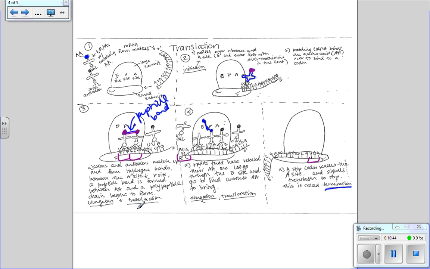This is called elongation and translocation. The elongation part is the fact that the amino acid chain is getting longer as the tRNAs move through. Okay, the translocation part is the actual movement of the tRNAs.